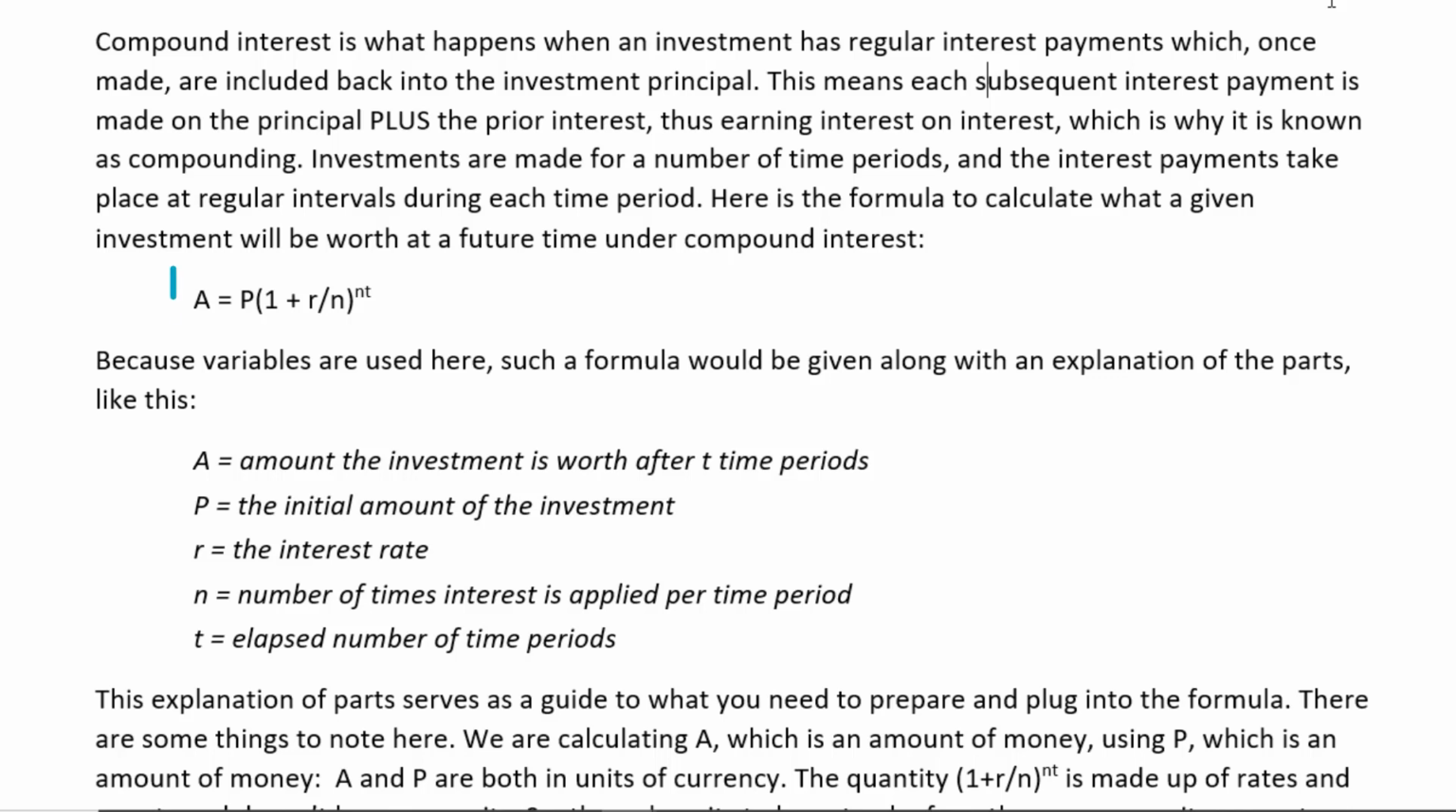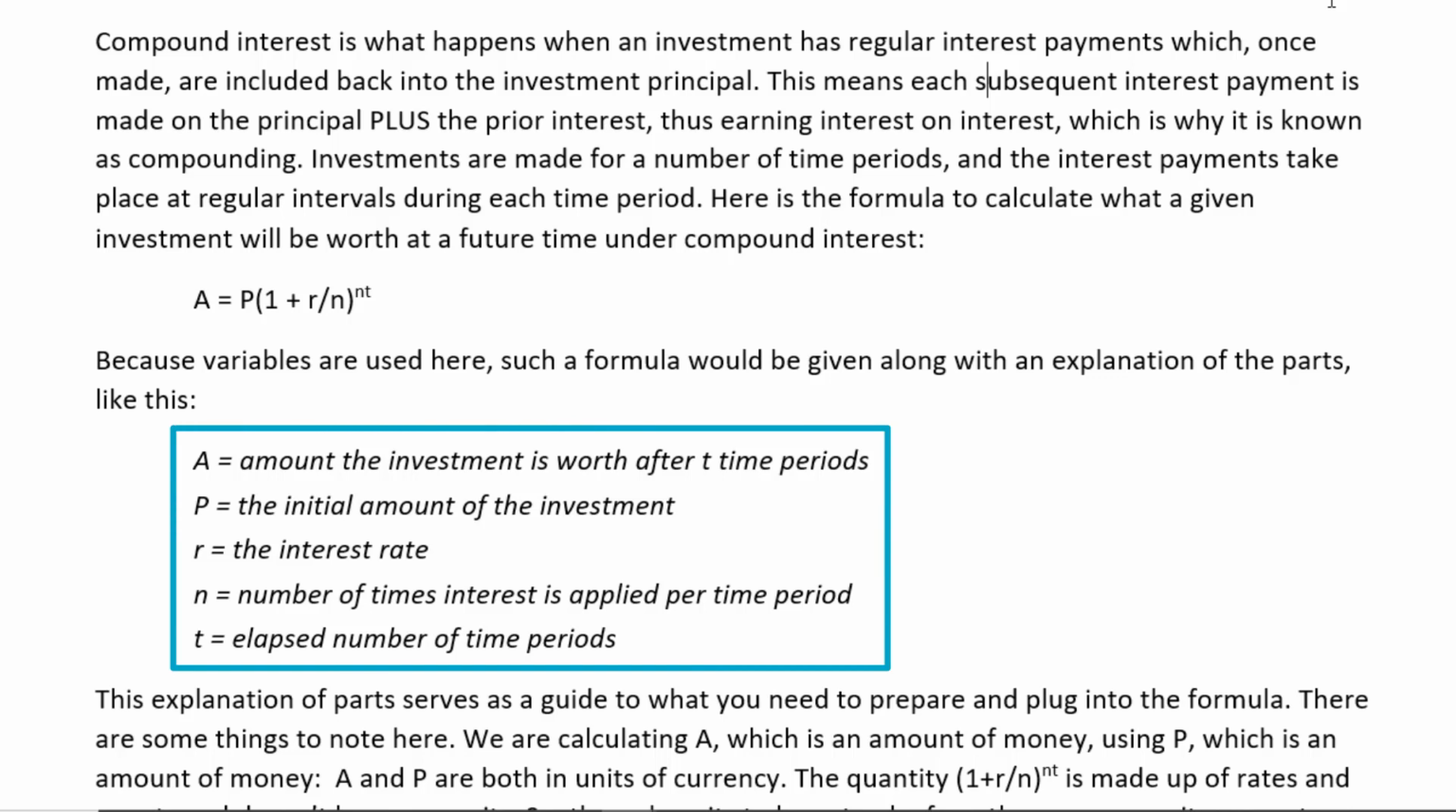Here is the formula to calculate what a given investment will be worth at a future time under compound interest. So this formula says A equals P times (1 plus R divided by N), and that quantity, 1 plus R divided by N, is enclosed in parentheses and raised to the exponent N times T. There's a lot to unpack there. Because variables are used here, such a formula would be given along with an explanation of the parts. It would look like this.